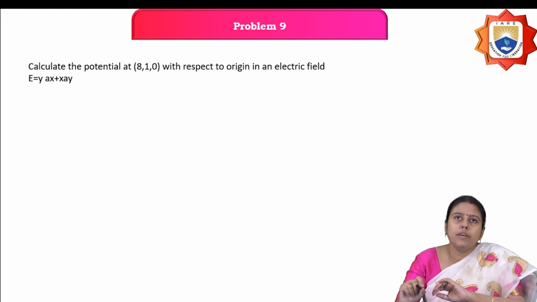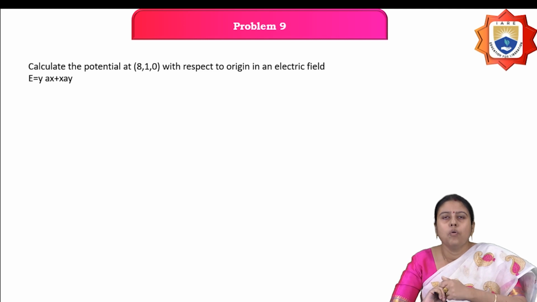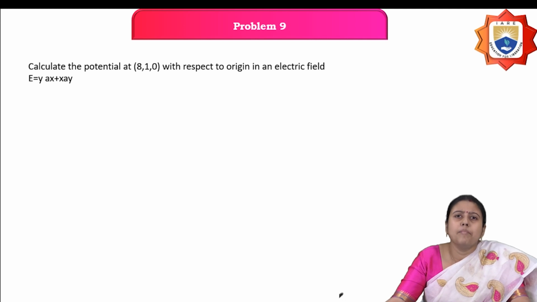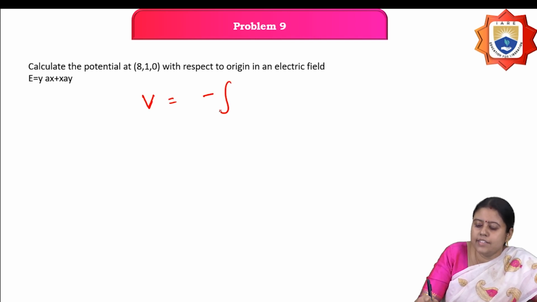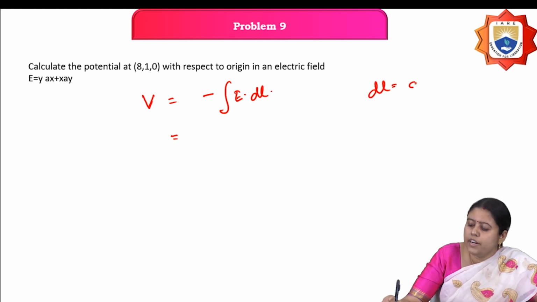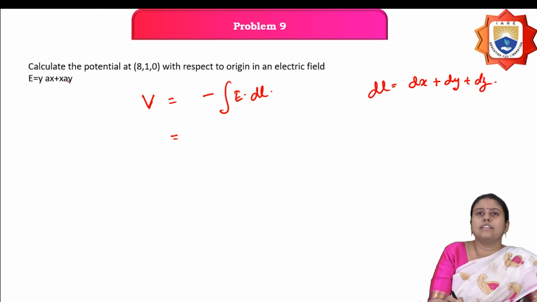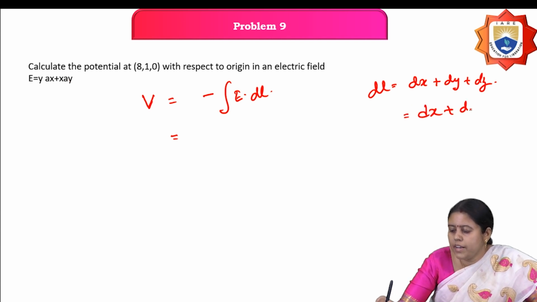We are moving to problem number 9. Calculate the potential at 8, 1, 0 with respect to origin, with electric field E is equal to y ax plus x ay. This problem is looking very easy, but it is one of the toughest problems. So what is the potential? We know that the potential V is equal to minus integration of E dot dl. So what is the dl? dl is equal to dx plus dy plus dz. From here we check there is no dz component, so we can write dx plus dy.